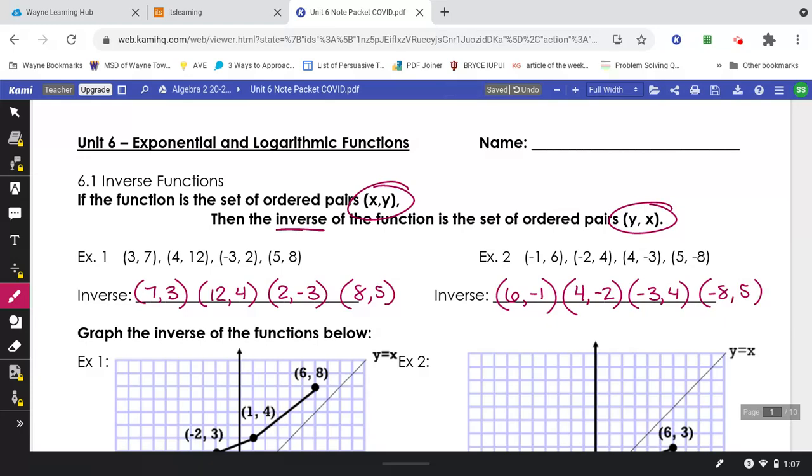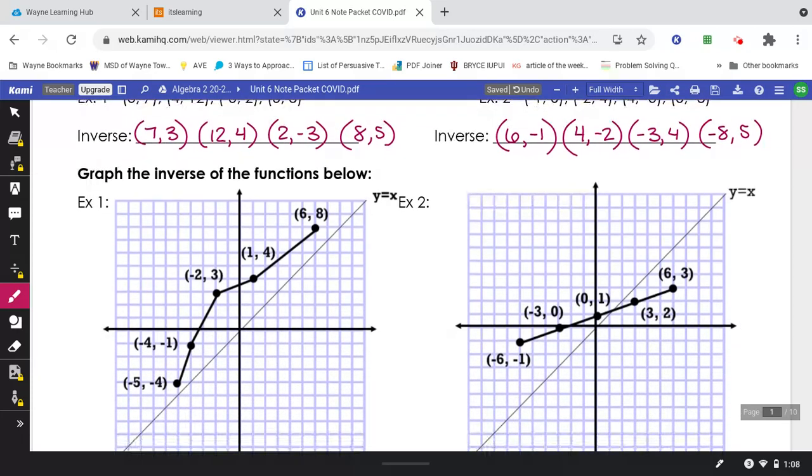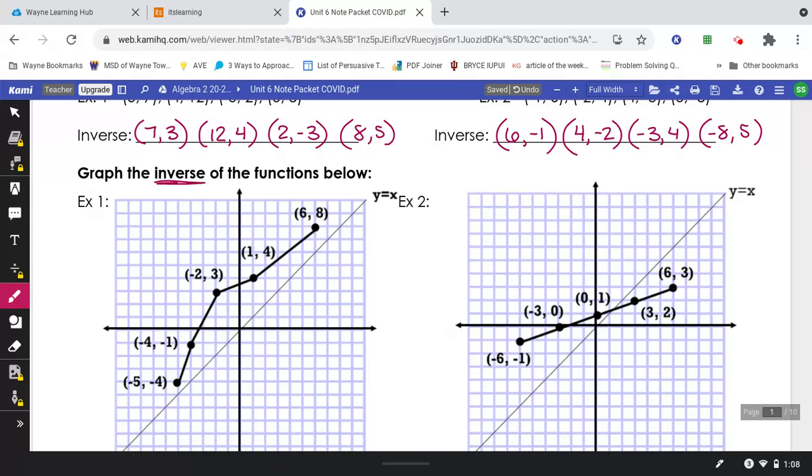For the next part, we're going to graph these. Notice that you have something that's already been graphed, and we're just going to graph the inverse. So you're going to take each of the points that's labeled, for example, 6, 8, and you're going to switch it to y, x, so 8, 6. And then you would plot the point 8, 6. So from the origin, you would go to the right 8 and up 6. And that's the point 8, 6.